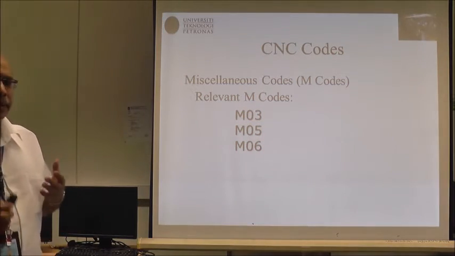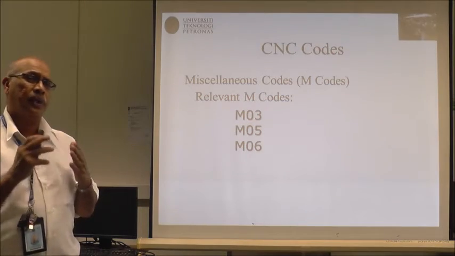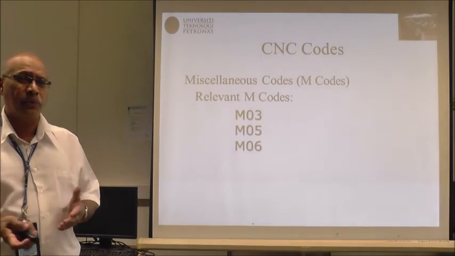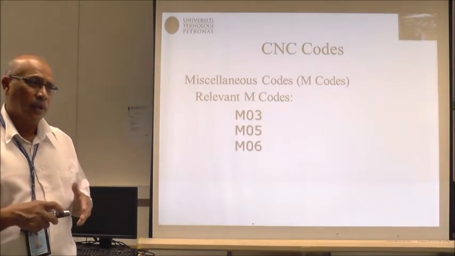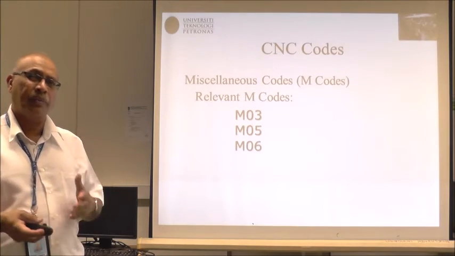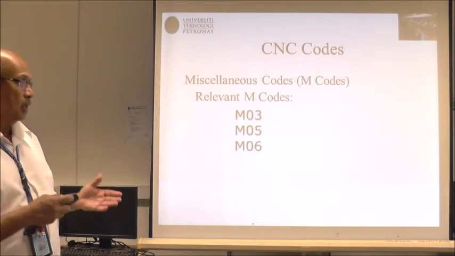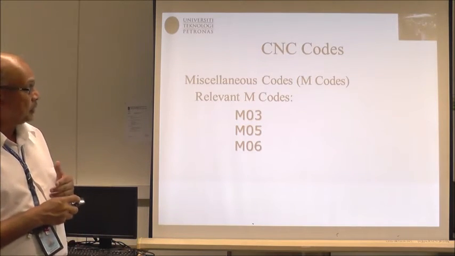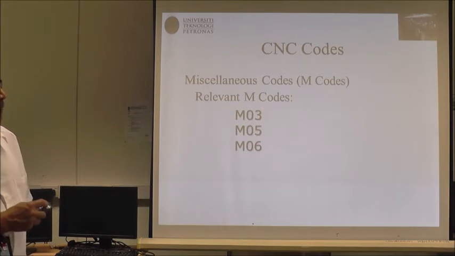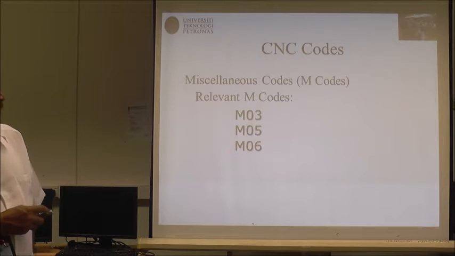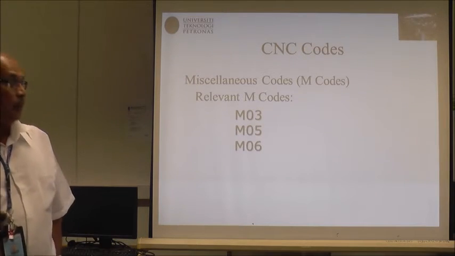There are 99 M codes from M00 until M99. You only need to know a few that are relevant to you for this course, unless you are working in the manufacturing sector to be a programmer, then you need to know all. But it is sufficient for this course for you to know some of the M codes. So among the important M codes here are M03, M05, M06. So M03, if we look at the next slide.